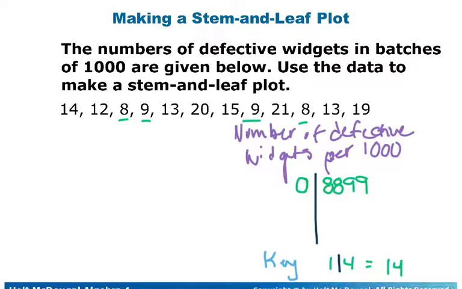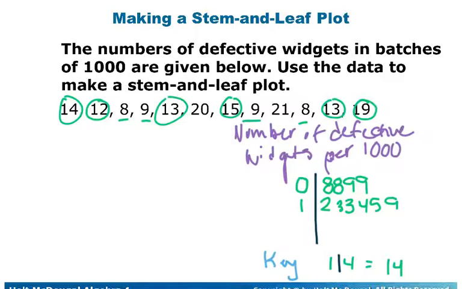After that, we'll go into the teens. We've got 12, which looks like the lowest teen value, so 1 for the tens, and then 2. Then we have two 13s, so 3 and 3. Then there's a 14 and a 15, and a 19. And then for the 20s, we have a 20 and a 21.